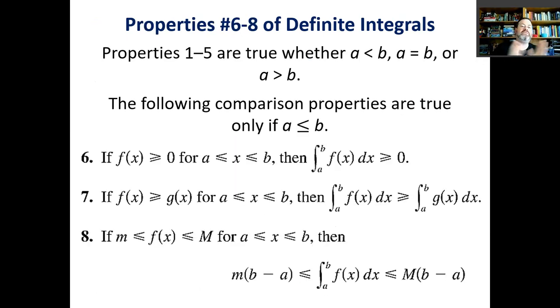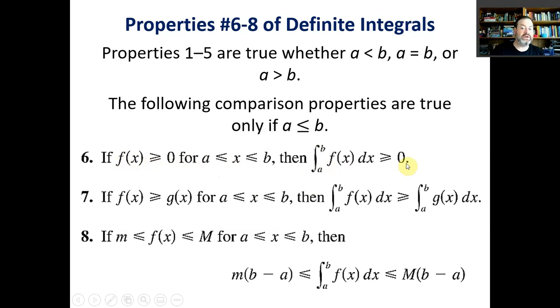We've got a few more properties. These are inequality properties. For the first five we saw, it doesn't matter what the relationship is between a and b. But these are comparison properties that only work if a is less than b, so that we move from left to right. Or it can be equal, because then everything's 0. This says if your function is positive, then the definite integral is positive, or 0.